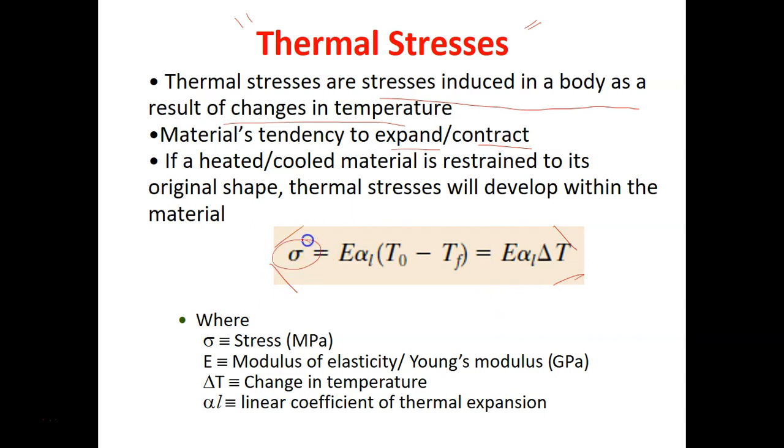This is the engineering stress, which equals E alpha L delta T. E is the modulus of elasticity, or Young's modulus. Alpha L is the linear coefficient of thermal expansion, and delta T is the change in temperature. So when you know your modulus of elasticity, your change in temperature, and your thermal expansion coefficient, you can calculate your engineering stress.